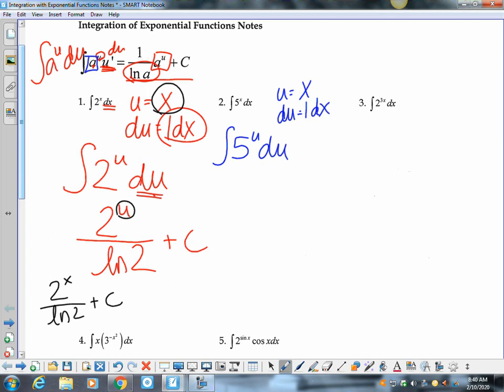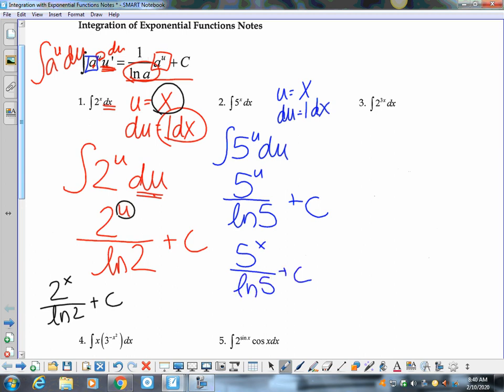Okay, so then what's the rule? Integrate it, do your calculus. Not 5u. 5 to the u over ln of 5 plus c. Now put your u back in there. Okay, so that is as simple as they will ever get.